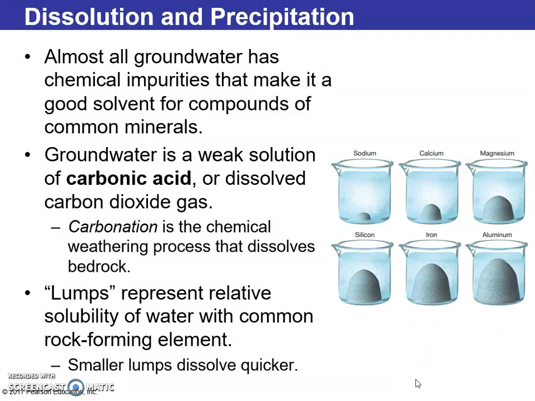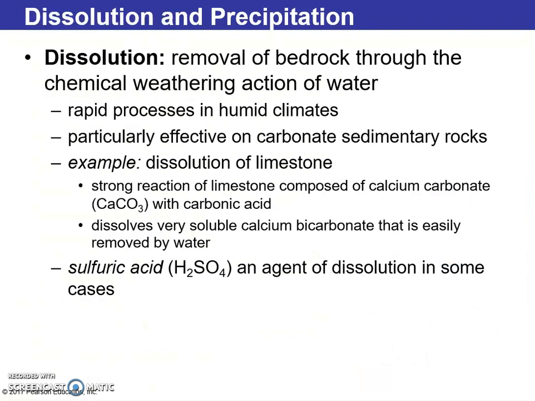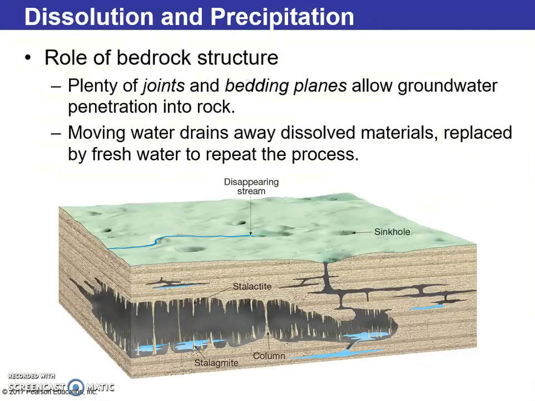When we say solubility, it's the ability of water to dissolve. Smaller lumps dissolve quicker, which makes sense because it takes less work. Dissolution is the removal of bedrock through chemical weathering. So we piece together how that all happens through the carbonic acid. Here are some examples: calcium carbonate and sulfuric acid, if you will.